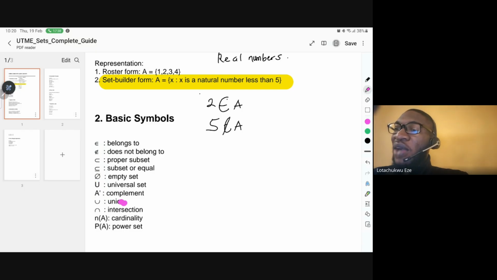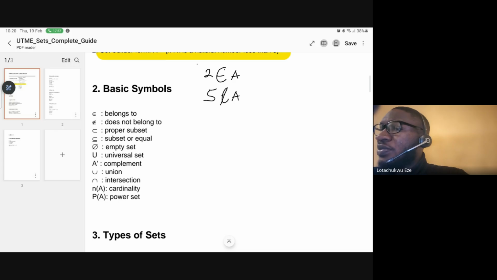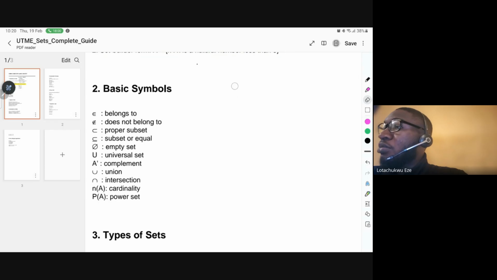We'll have union, we'll have intersection, we'll have the cardinality of a set. That's the number of elements in a set. We'll have the power of a set. We're going to solve examples on that so that it makes more sense. Now, having said that, let's look at the different types of sets that we have, and then we're going to build on that. So, based on these illustrations, I'm talking about the basic symbols, right?